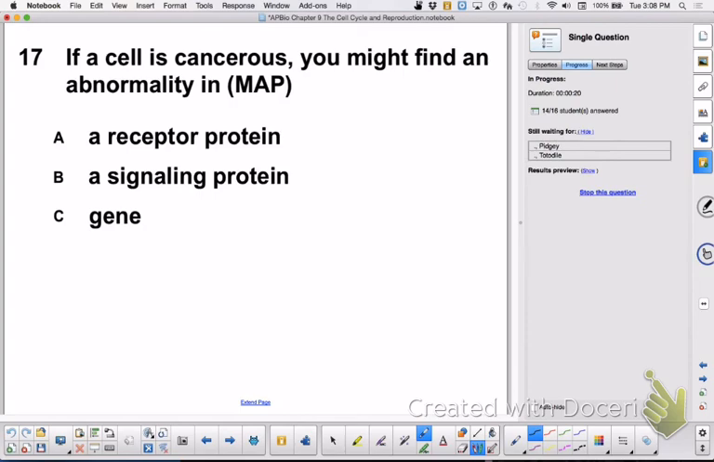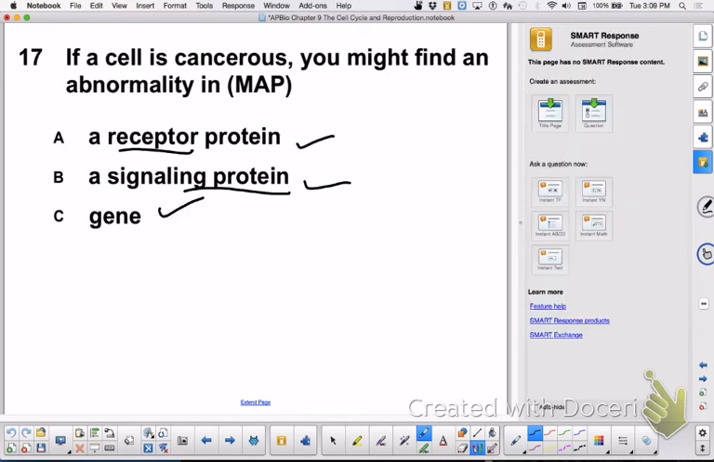Okay, could you find an abnormality in a receptor? Yes. Could you find an abnormality in a signaling protein? Yes. RAS would be an example of a signaling protein, right? Because it's taking information from the receptor and telling the nucleus, hey, go ahead. And then could you have an abnormality in your DNA? Yes, all of those things.